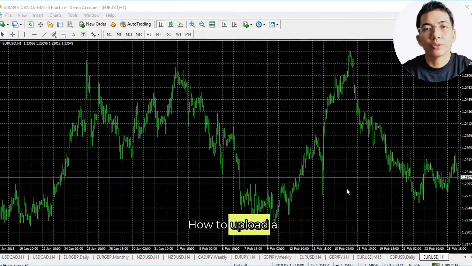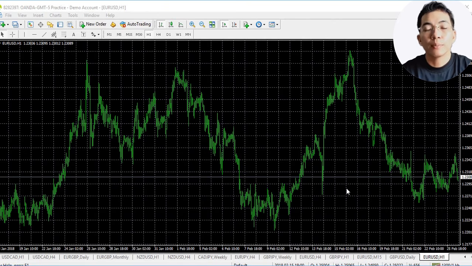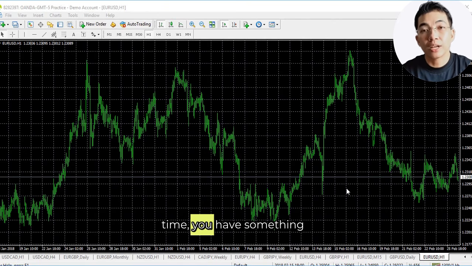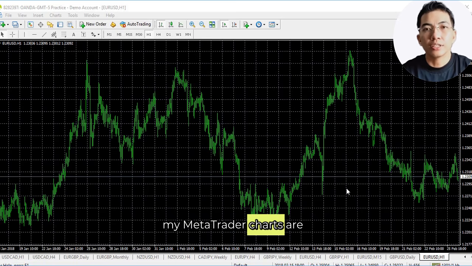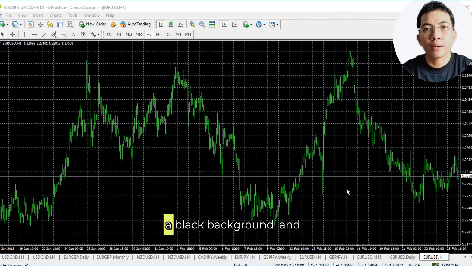How to upload a template to your MetaTrader 4. When you open the MetaTrader for the first time, you have something like this. You have noticed that my MetaTrader charts are completely different. They have another style, another template. I don't have green bars, I don't have a black background, and it simply looks very different from this one.